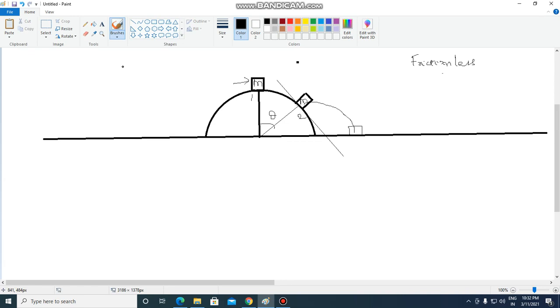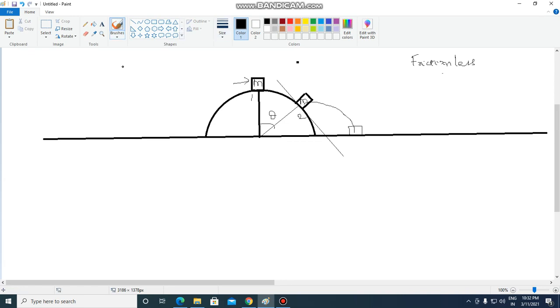Now, the question being asked here is, what is the angle theta at which the mass m is going to lose contact with the sphere, and after losing contact with the sphere, what is it going to do? Okay. Now, to solve this problem, we need to apply two laws. One is the conservation law of energy.